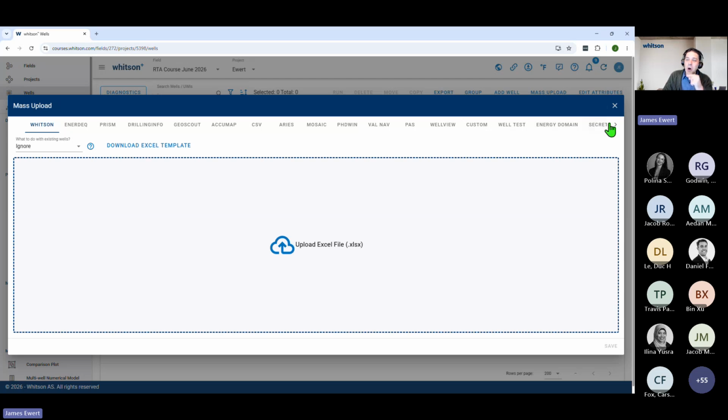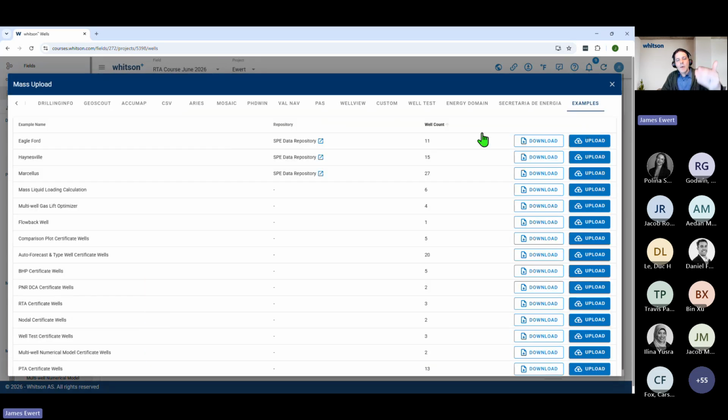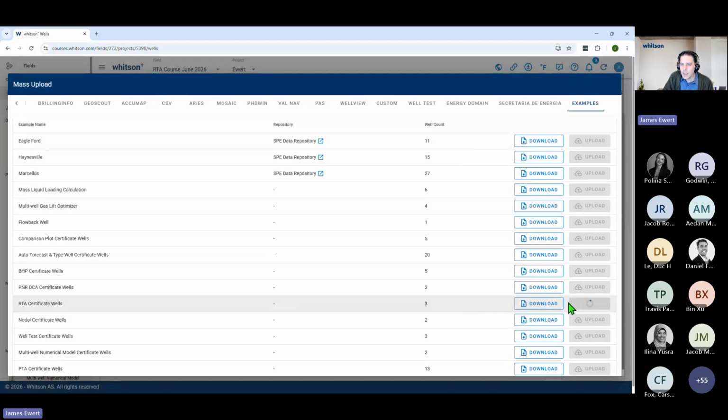But what we want to do is scroll all the way to the right. So I'm going to use this little arrow here, go all the way to the right, and I'm going to see something that says Examples. Let's click on that. Now, these are all the examples we have available, all those SPE Data Repository wells. What we care about is a subset of those wells. So if we scroll down, what we're looking for is something that says RTA certificate wells. So right here, I'm going to scroll over. There's 3 wells in this well package, and we're going to click on Upload. Okay, so click on Upload, and that's going to take that data and place it into our project.